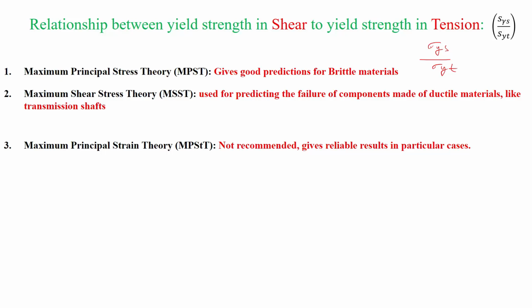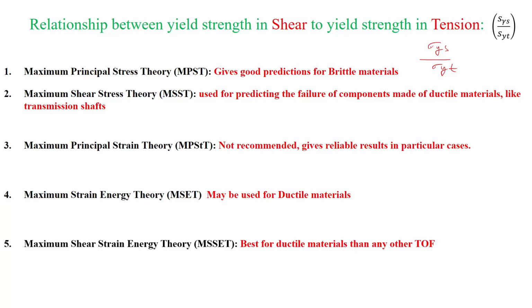At the end of this lecture, we are going to discuss this type of case. Next was the maximum strain energy theory, or MSET. This may be used for ductile material. And last was the maximum shear strain energy theory, or distortion energy theory, or you can say Mises and Tresca's theory. This theory is the best for ductile materials among the theories of failure.